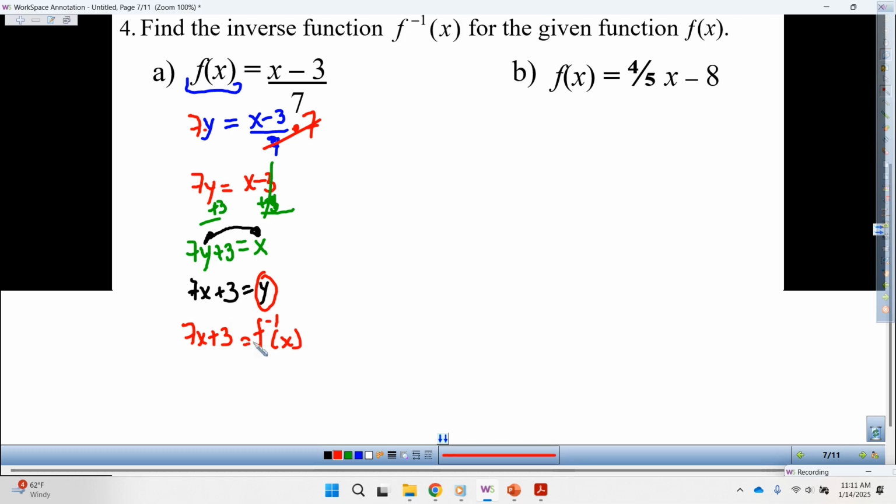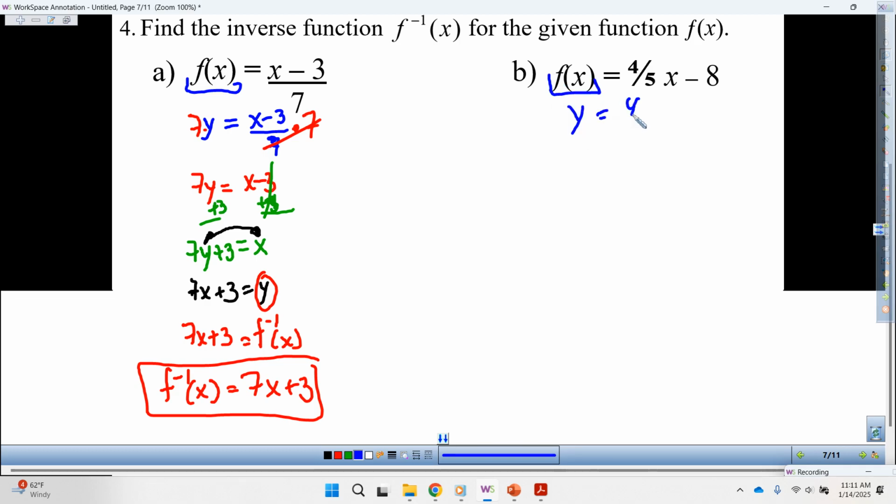However, for yesterday, I said let's flip these so it can look like this. 7x plus 3. This is my inverse. All right, let me go to B. Same thing. You change f of x to y. That is 4/5 x minus 8.